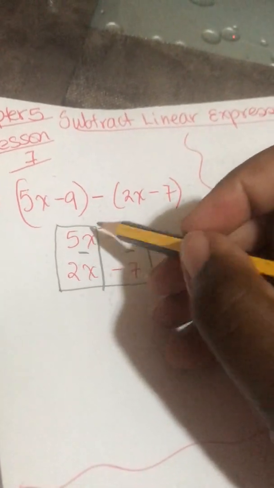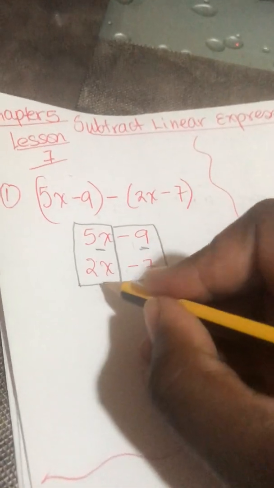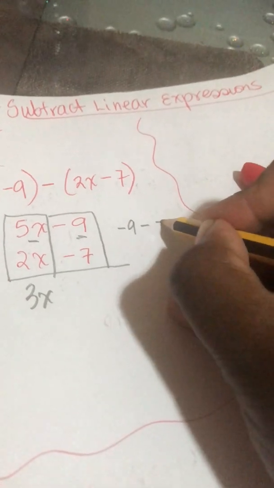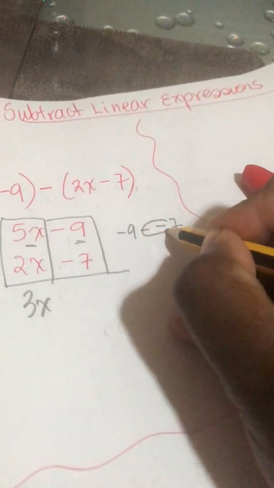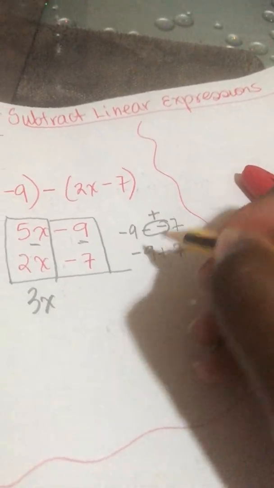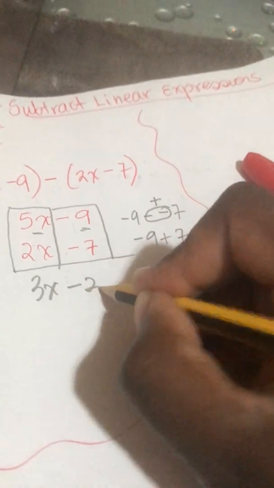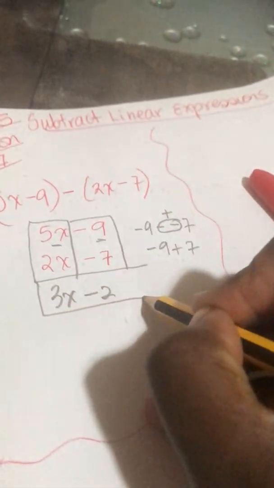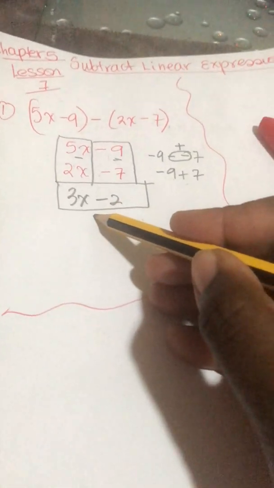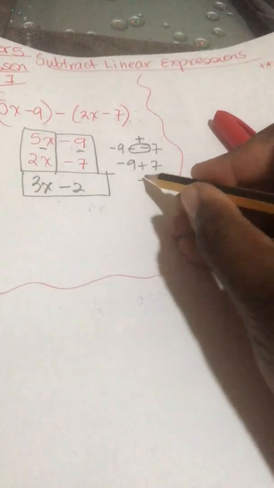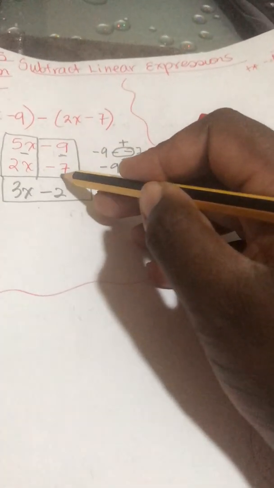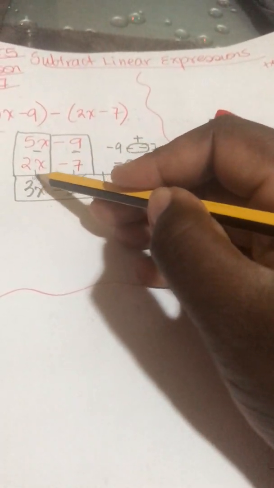So each box should have an answer. 5x minus 2x, 3x. Negative 9 minus negative 7. This becomes plus. Negative 9 plus 7 is negative 2. Okay? You will draw your negatives and use them, and your positives. There is your answer. Now you put it there, because that's the answer for this. Okay? Alright.